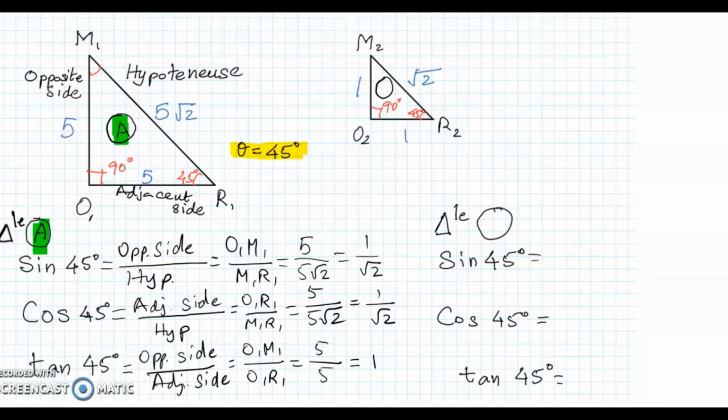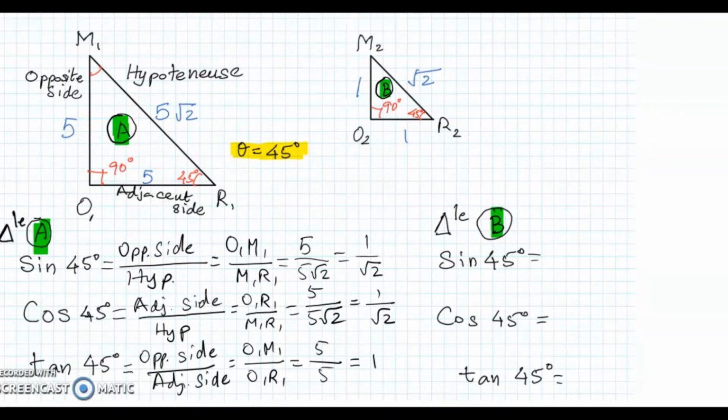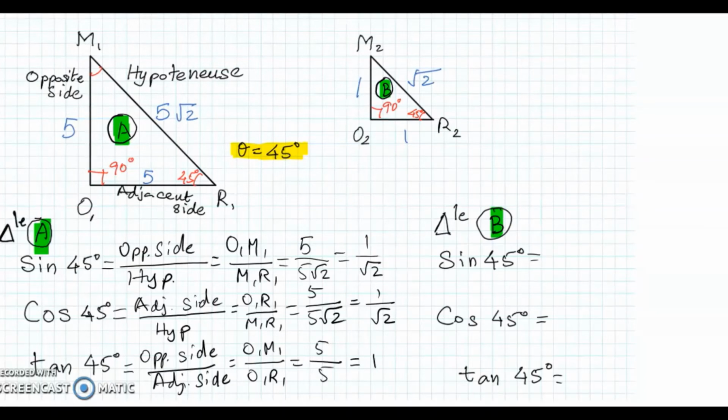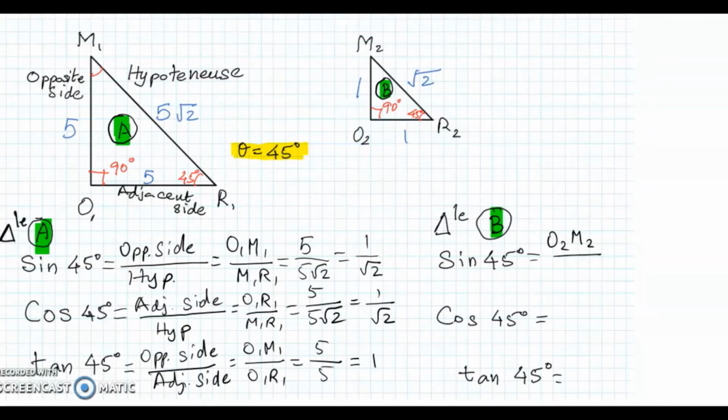Great. Let's now try and do it for triangle B. I'm going to call this triangle B. I'm going to give you a few seconds to calculate each by yourself, and then I'm going to do it. Now, can you tell me what is sine 45 for this triangle B? I want you to express it in terms of the vertices of the triangle. So sine 45 degrees will be equal to, you're right, O2 M2 over M2 R2.